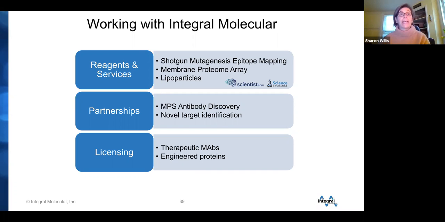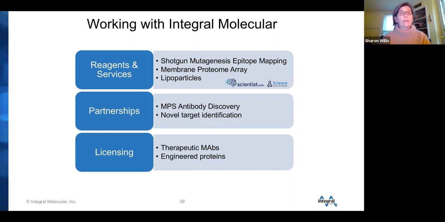For the first part, yes, there are other proteins on the surface of the lipoparticle. The lipoparticles bud from the cell surface, and while the overexpressed membrane protein is there at that 50 to 200 picomole per milligram concentration, there are other membrane proteins there.